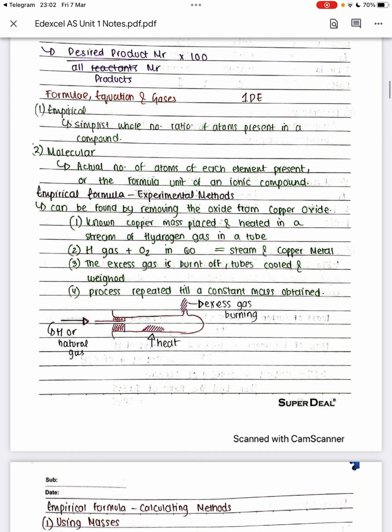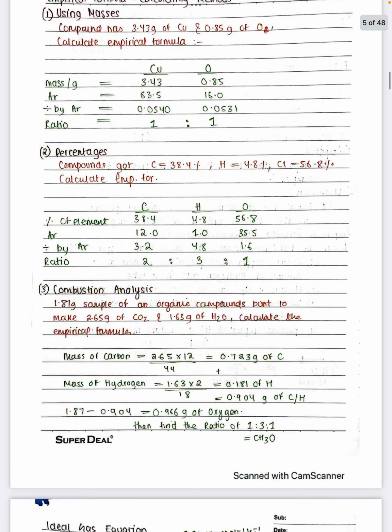So we have now the formula equation in gases. The empirical formula is the simplest whole number ratio of atoms present in a compound; the molecular formula is the number of atoms of each element present, and the formula unit is for an ionic compound. Empirical formula experimental method: it can be found by removing the oxygen from copper oxide. A known mass of copper oxide is placed and heated in a stream of hydrogen gas in a tube. H2 gas plus CuO gives H2O and copper metal. Excess gas is burnt off, the tube is cooled and weighed. The process is repeated until a constant mass is obtained.